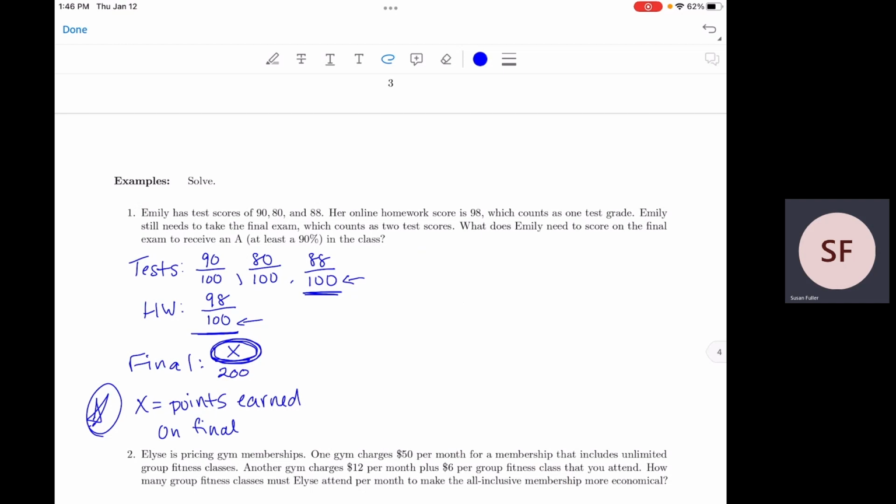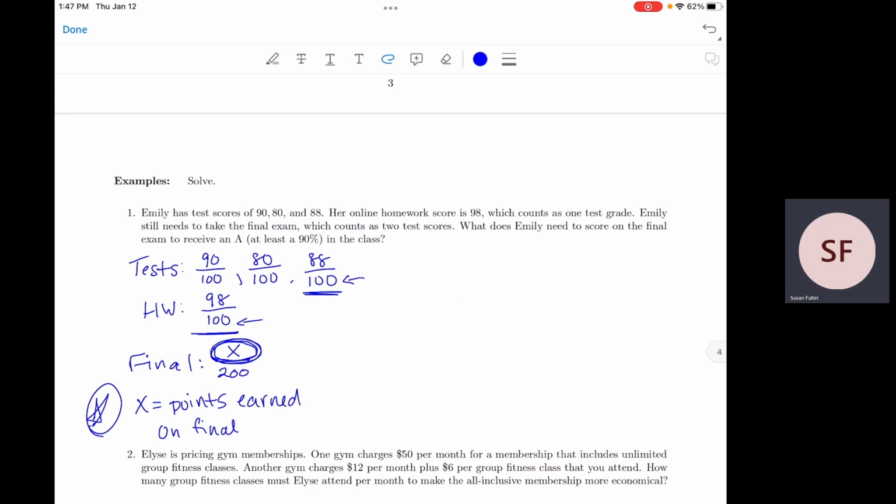Okay, and so now that we know what our variable represents, we need to try to come up with an equation. So what does she need to score on the final to receive an A in the class? I think to set up an equation, we're going to have to figure out how to figure out her grade in the class. How do you figure out your grade in a class when you're given a bunch of scores? Well, the answer is you add up all of the points that you've earned and you divide by the total number of points possible. That will give you a percent.